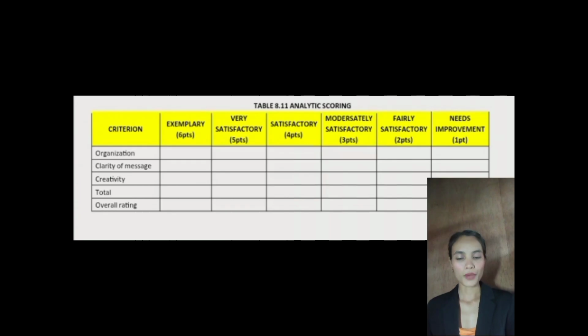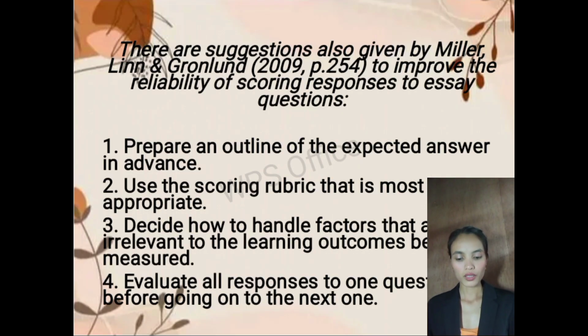This is the example of analytic scoring. This type is useful when giving feedback to the learner, as it enables them to realize their strong and weak points, especially when they are made aware of the scoring criteria. There are suggestions also given by Miller et al.